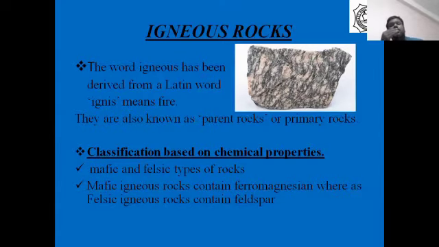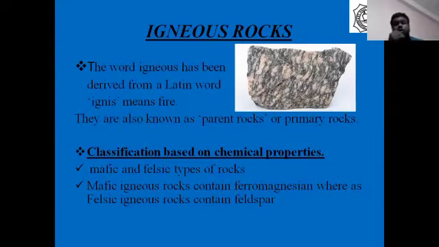When these molten lavas cool and solidify, the rocks formed by the solidification of lavas are called igneous rock. Igneous rocks are also called parent rocks or primary rocks.